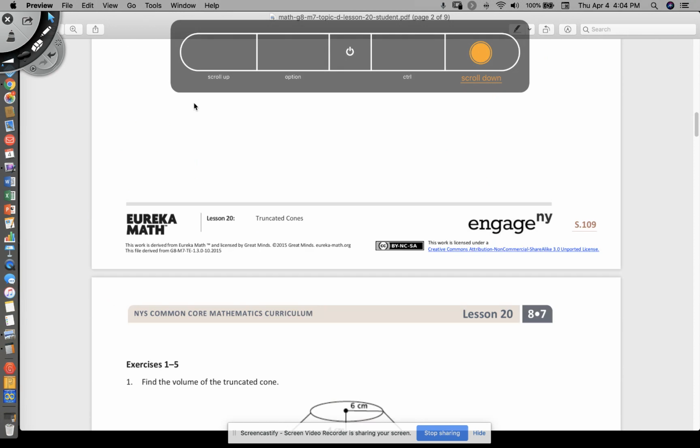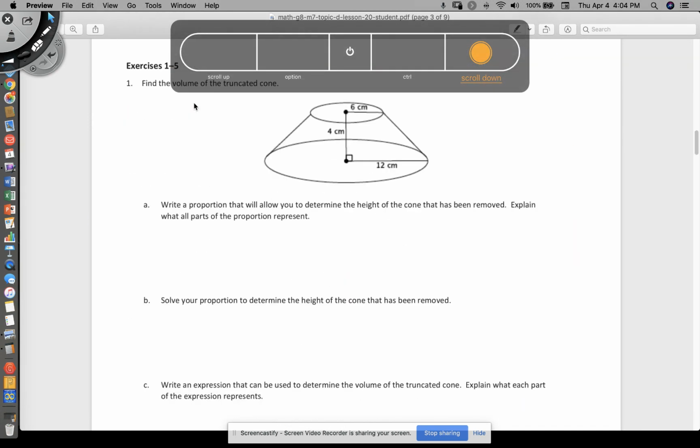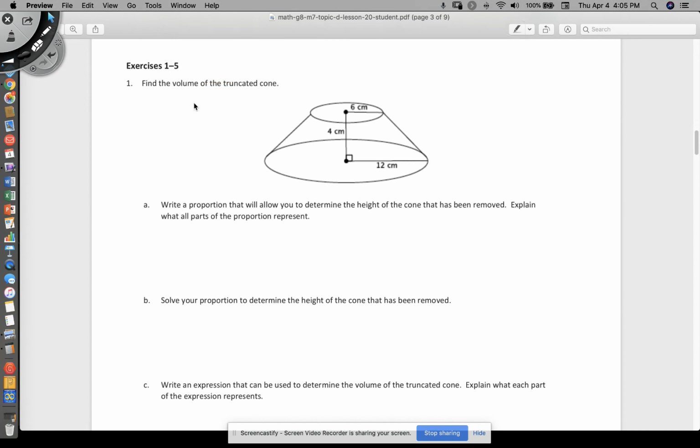All right, let's look at exercises 1 through 5 here. So we have another cone. I'm going to walk you through it one more time. Again, you want to extend out a right triangle here, just so you can see that it is a cone at one point, and then they just chopped it off. So we're going to call this height x, and we're going to solve for that.